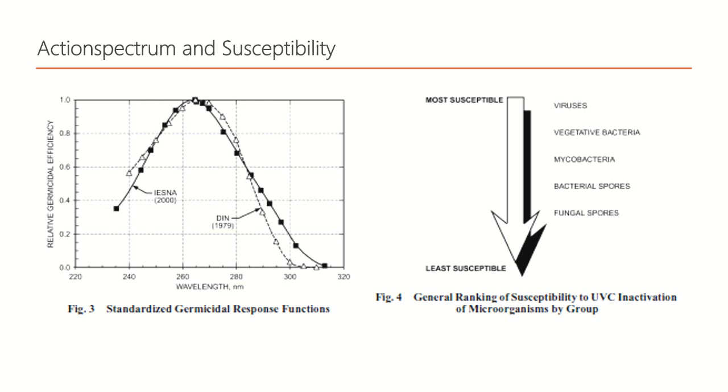Here is the graph showing the relative germicidal efficacy against the wavelength. If you see this, it has been found most effective in the 265 to 270 nanometer range. Now the nearest lamp that is available to us, which is the mercury vapor lamp emitting 254 nanometers, is widely used. On the right side, you can see the susceptibility of microorganism groups from highest to lowest.